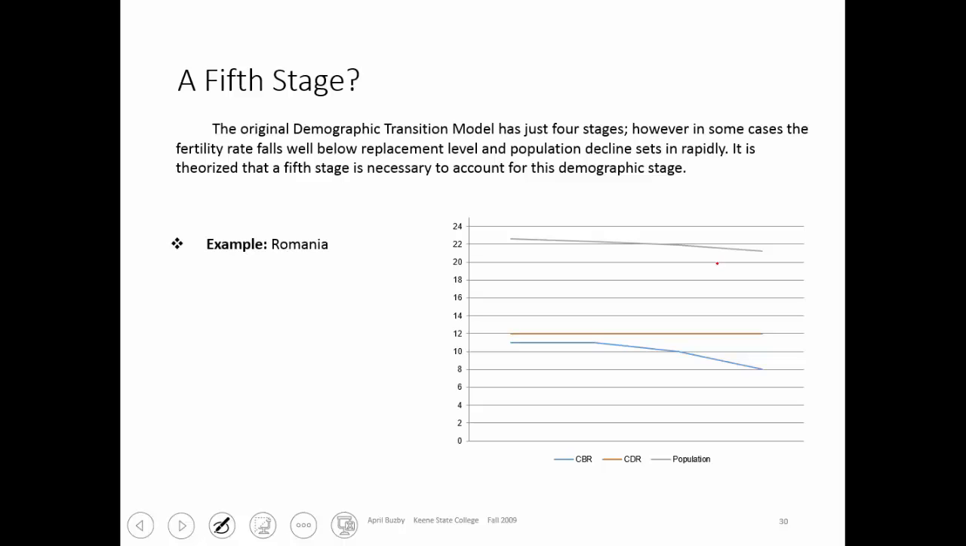So an example is Romania, where the crude birth rate is 10, the crude death rate is almost 12, and the total fertility rate is 1.3, almost 1.4, which is well below replacement. Population growth is at a negative rate.